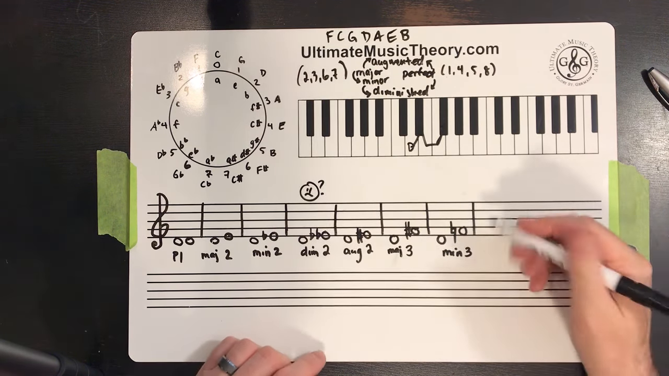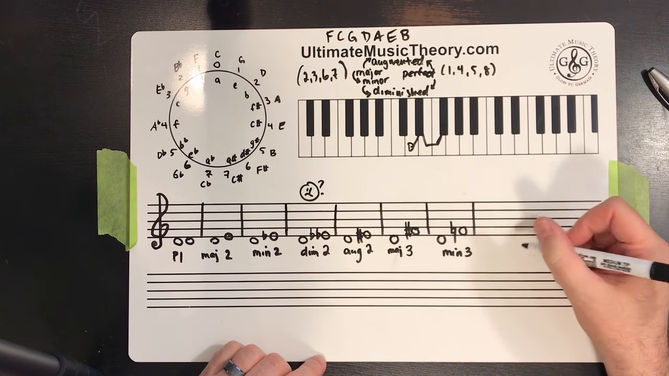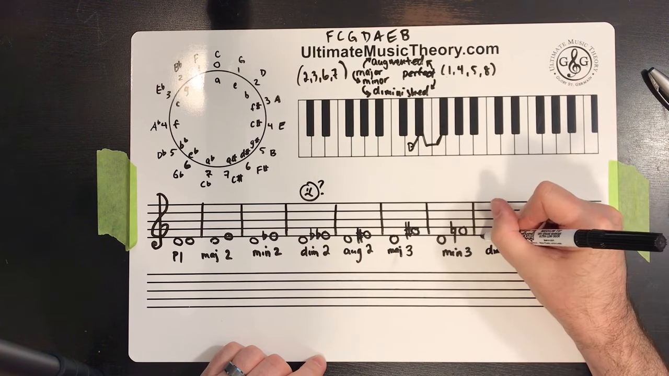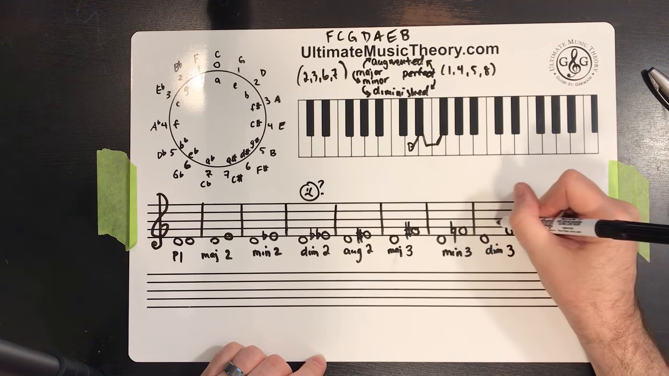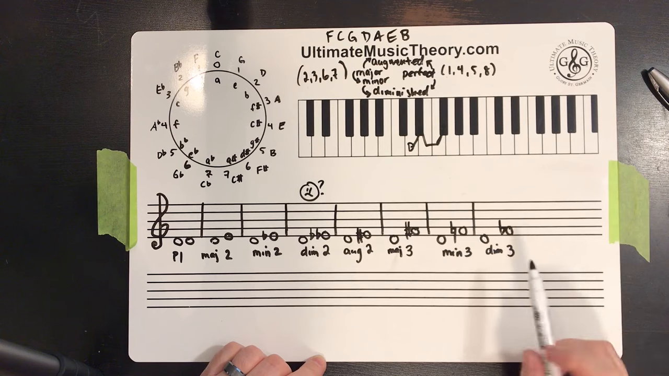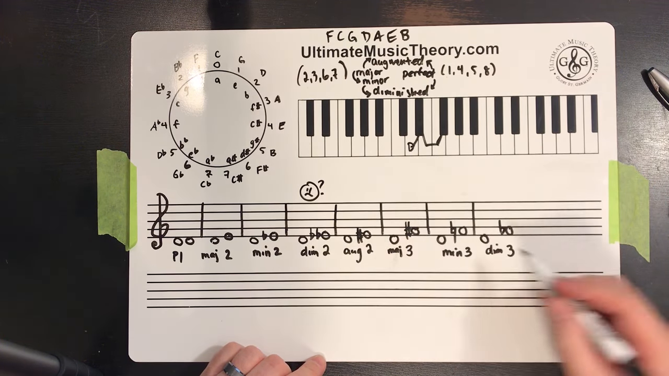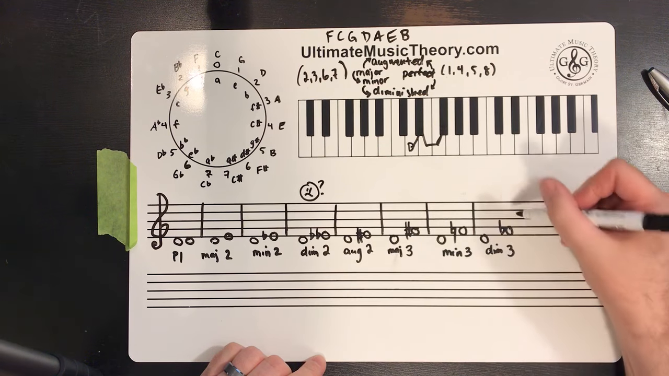Now if we wanted to go to a diminished third, we would go from D to F, and we would lower it 1 more. 1 below F natural is F flat. So F flat makes a diminished third.